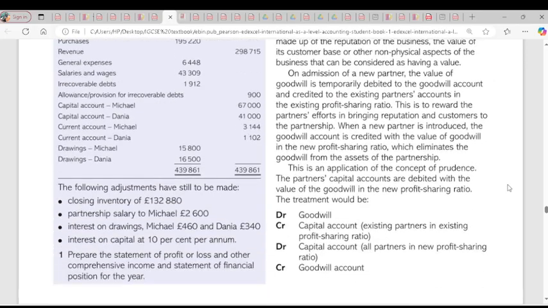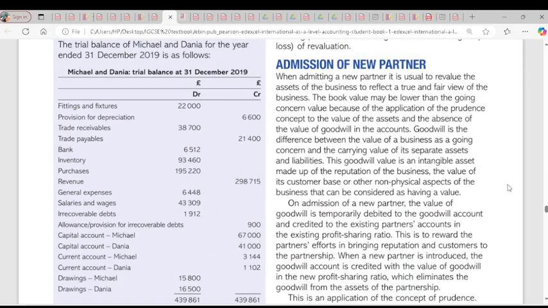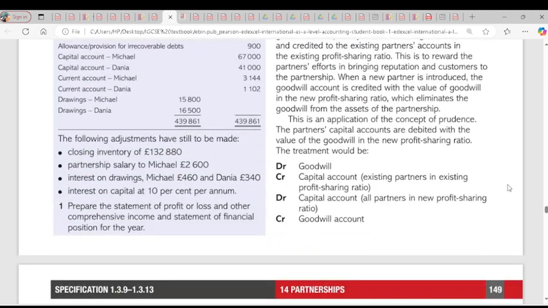They said the following adjustments are still to be made. There's closing inventory. There's partnership salary to Michael, so Michael is an active partner. Interest on drawings for Michael is 460 and for Daniel is 340. It has been done already. Interest on capital should be at 10%, so 10% of the amount invested by Daniel and 10% of the amount invested by Michael. So now they said we should prepare the statement of profit and loss account and other comprehensive income and statement of financial position for the year.